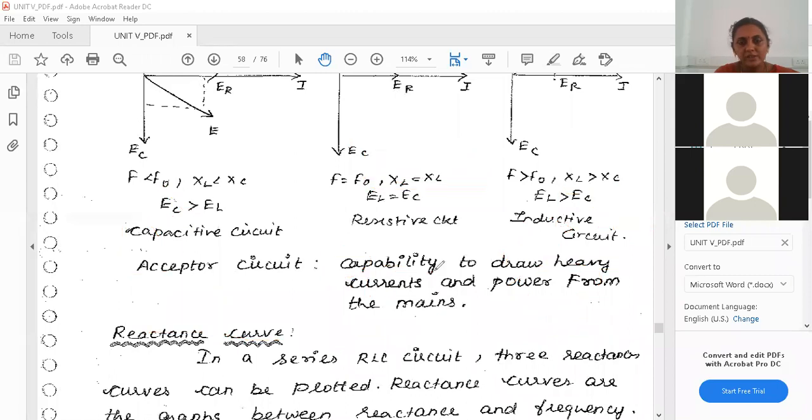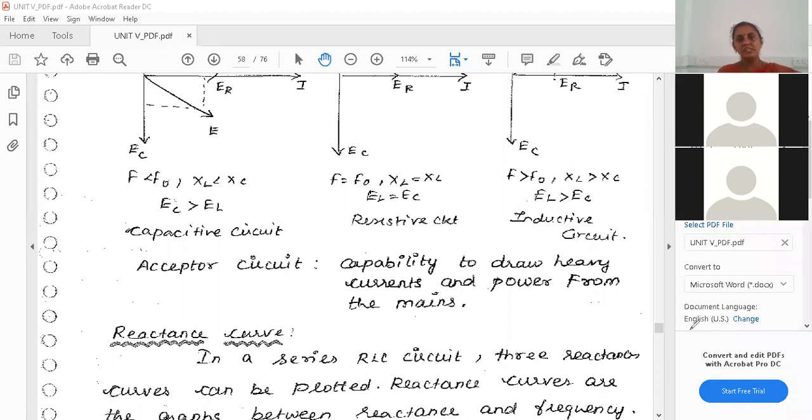Next, now what is an acceptor circuit? Many times they have asked this in a 2-mark question. An acceptor circuit has the capability to draw heavy currents and power from the mains. Generally they put an acceptor circuit if the power factor is lagging in the circuit. See, the range of power factor should be between 0 and 1. If it is equal to 1, then we can take the performance of the circuit to be very good. And if the power factor is 0, then we will consider the circuit has a poor performance.